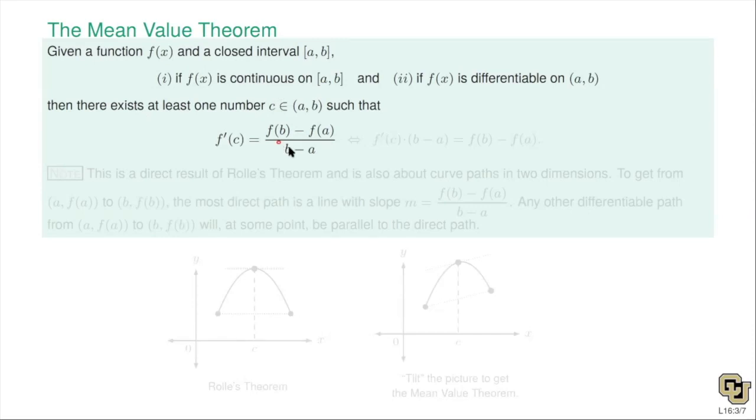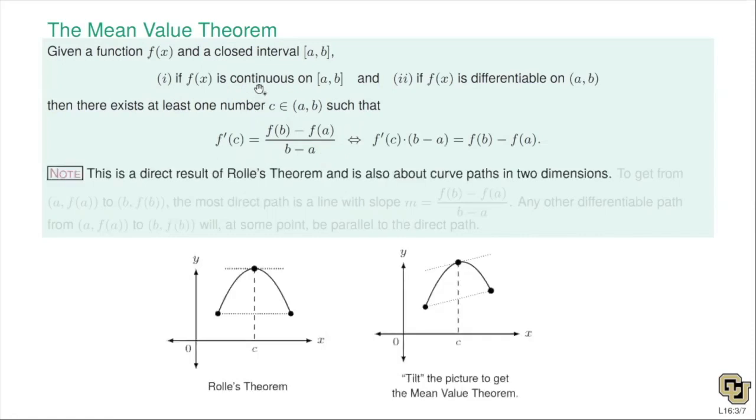I also like to think about it this way, which is to take the b minus a and move it to the other side. This is actually the way we will use the mean value theorem shortly, in chapter 4, when we try to do integration. So I like to think of both of these versions: either f prime of c equals f of b minus f of a over b minus a, or f prime of c times b minus a equals f of b minus f of a. You're just moving the b minus a term over.